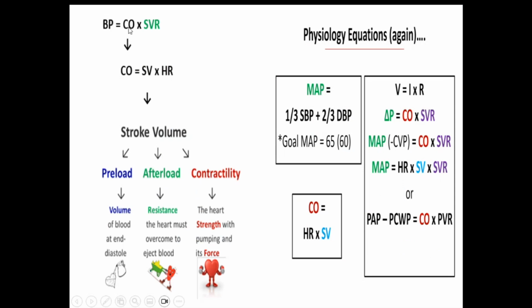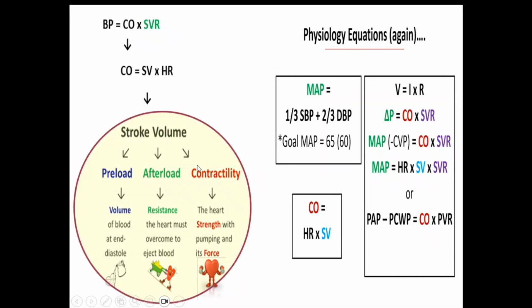Again, BP is equivalent to cardiac output times SVR. Cardiac output is stroke volume times heart rate. Stroke volume depends on your preload, how much volume you have. Your systemic vascular resistance is your afterload. And stroke volume also depends on your contractility, how well your heart is contracting. This is just a repetition.